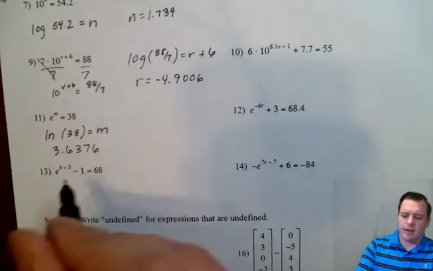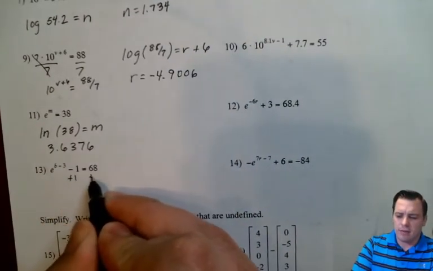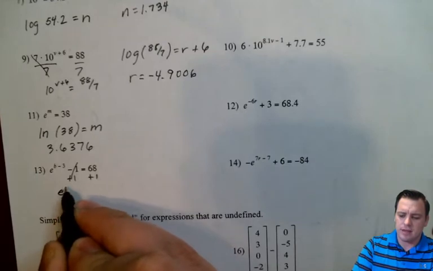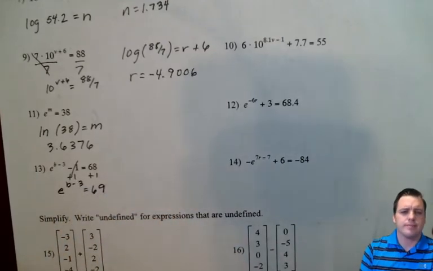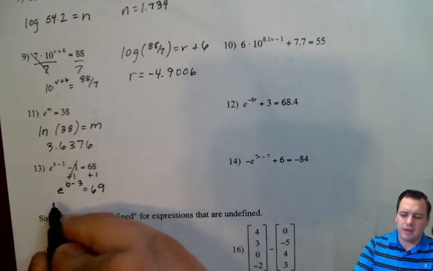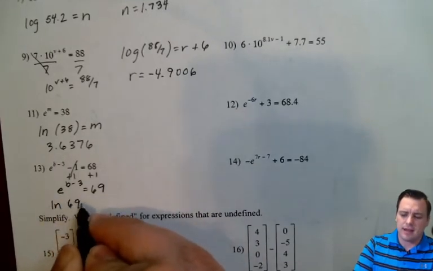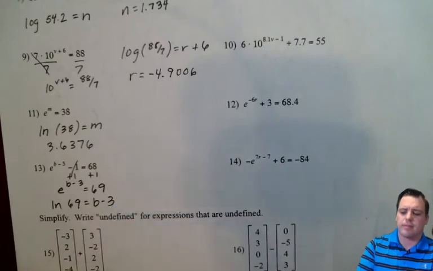Last one right here, I need to add 1 first. Add 1, that cancels. e to the b minus 3 is equal to 69. And then from there, it's just ln of 69 is equal to b minus 3.